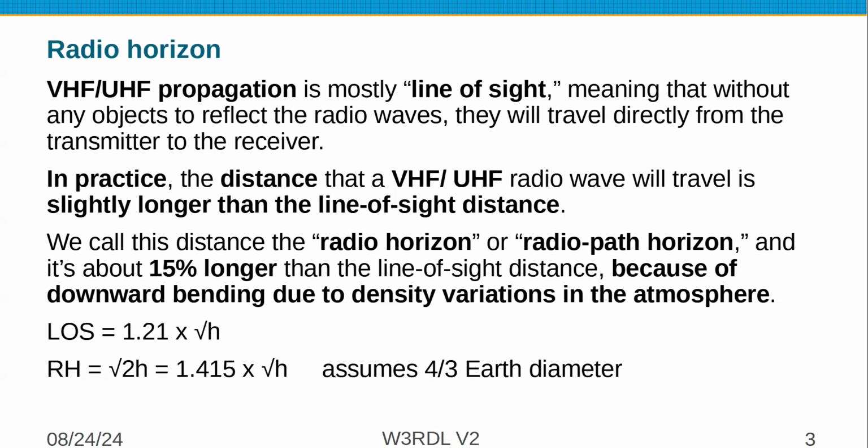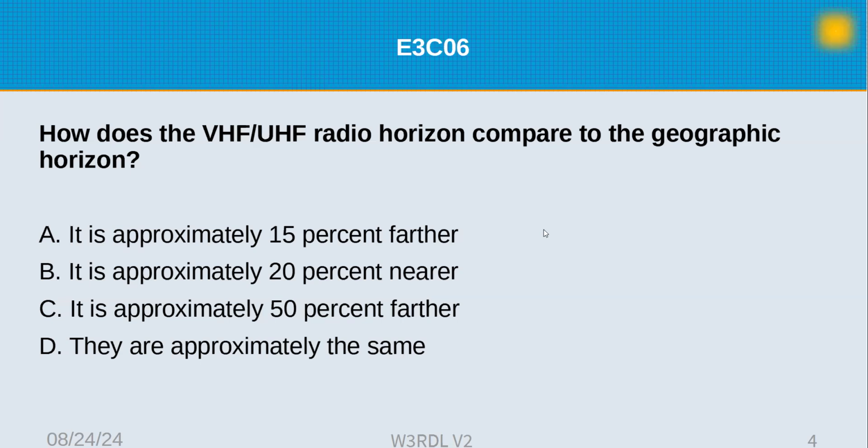In the case of radio horizon, where you actually get some bending of the path, it's basically the square root of 2 times the square root of the height. So you get about 15% more distance due to the curvature than if you calculated straight line of sight. How does the VHF, UHF radio horizon compare to the geographic horizon?